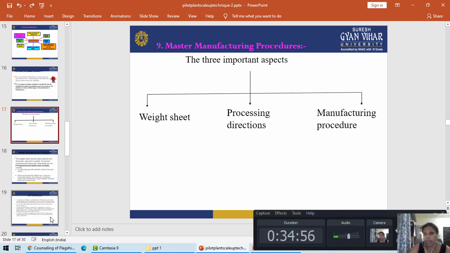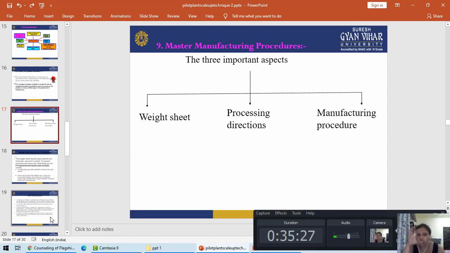Now, master manufacturing procedures. There are three important aspects related to the master manufacturing procedure. First one is the weight sheet, which should always be maintained properly. Second is the processing directions. They should always be given in written form, as well as the manufacturing procedures. Manufacturing procedures are always given step by step in written form in proper documentation. So the master manufacturing procedure, MFP, has these three important components.